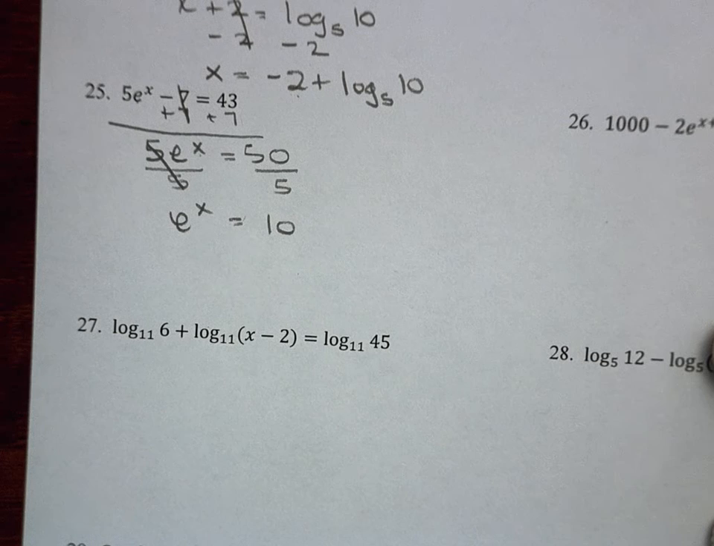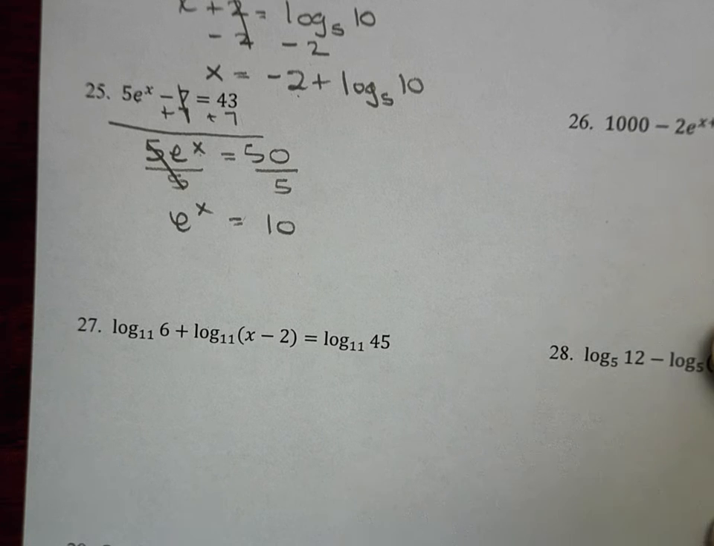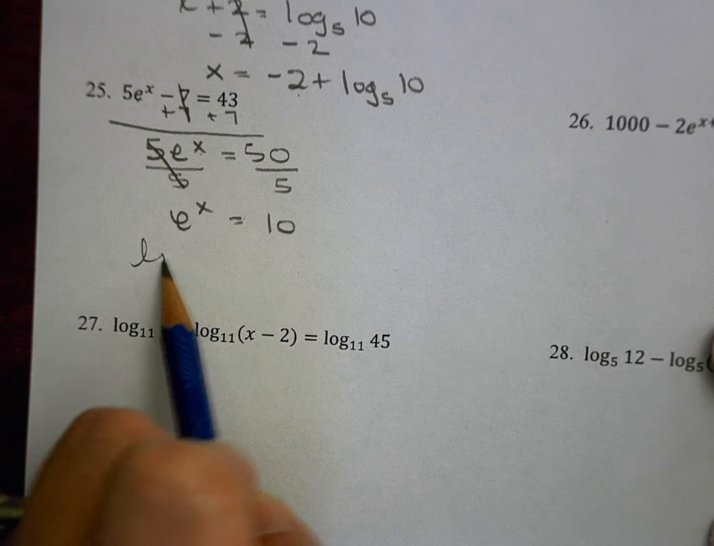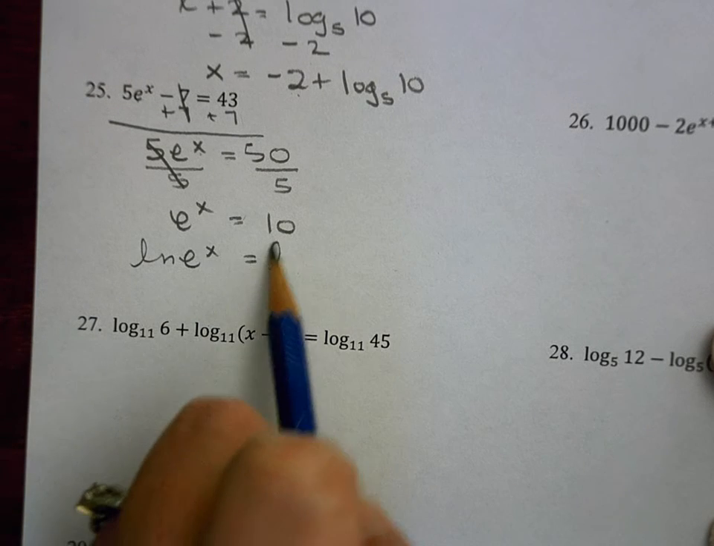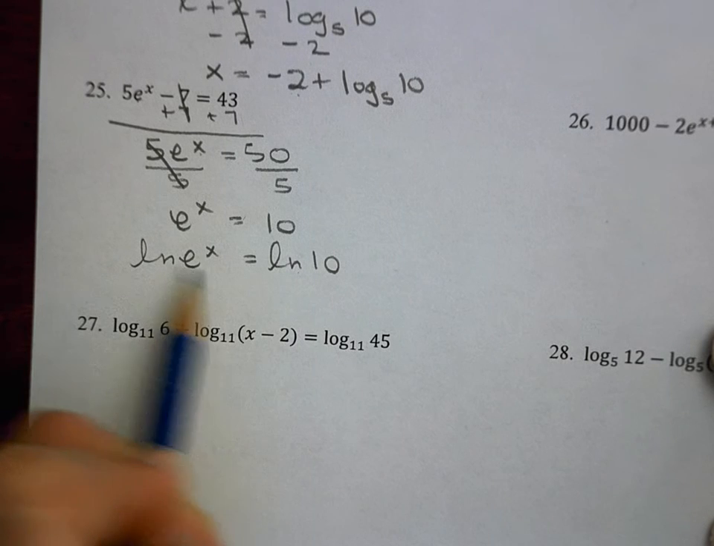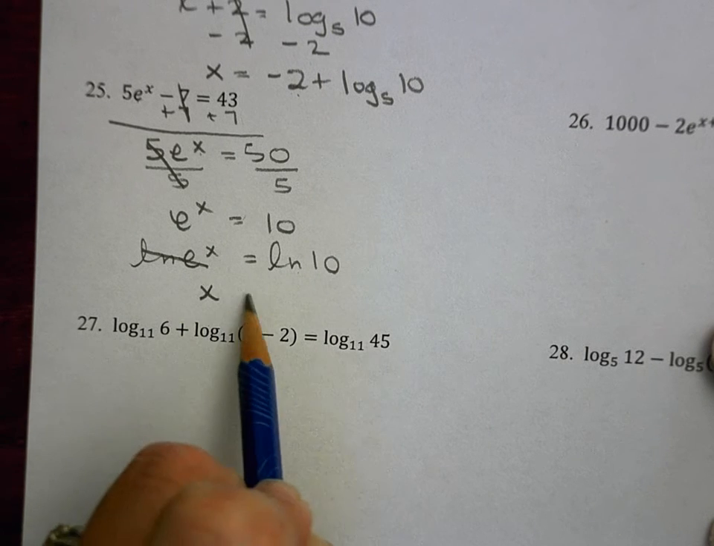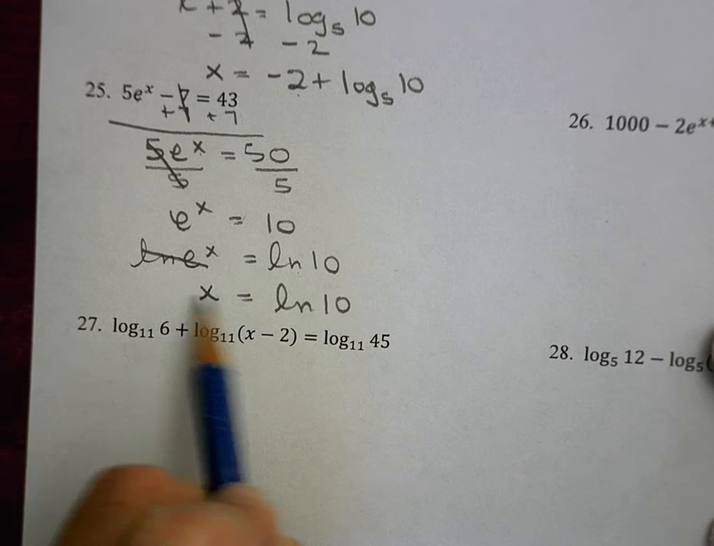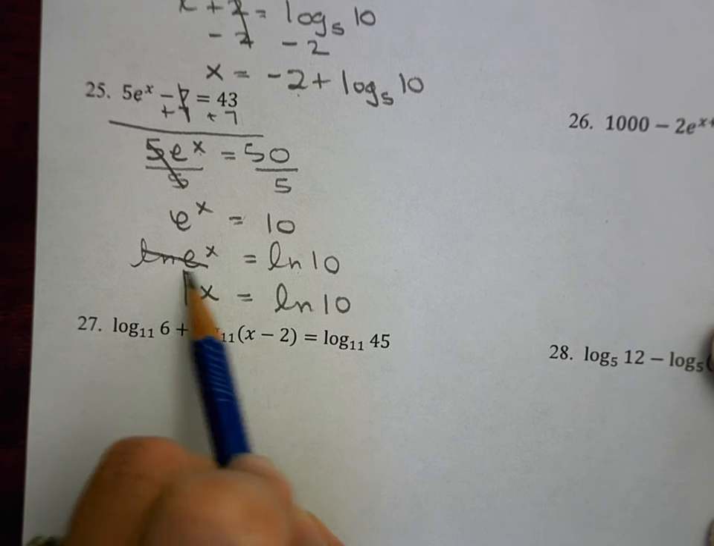And then to get rid of base e, I need to do logs. So I want to do the log of both sides, but in this case I want to use base e, so that means natural log. So I'm going to take the natural log of both sides of the equation. And then these are inverses, so it leaves just the x. So x would equal natural log of 10.